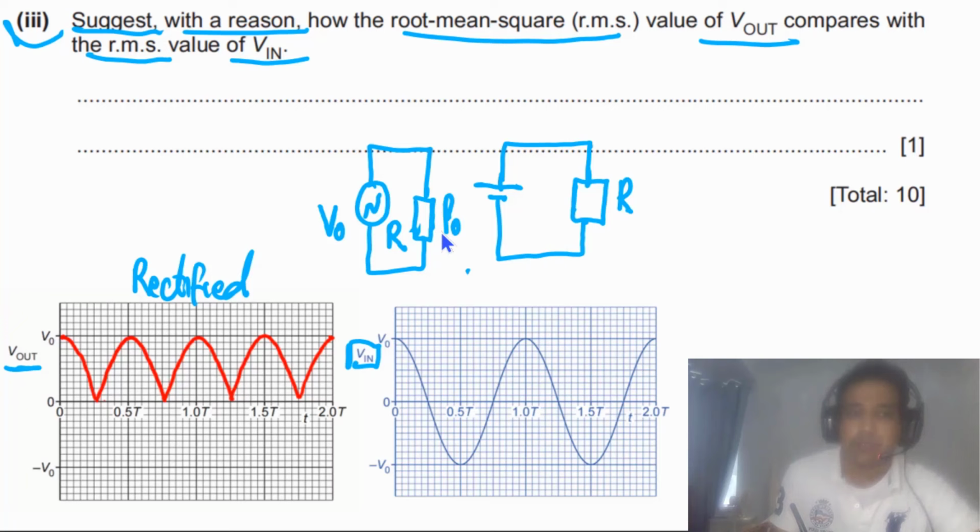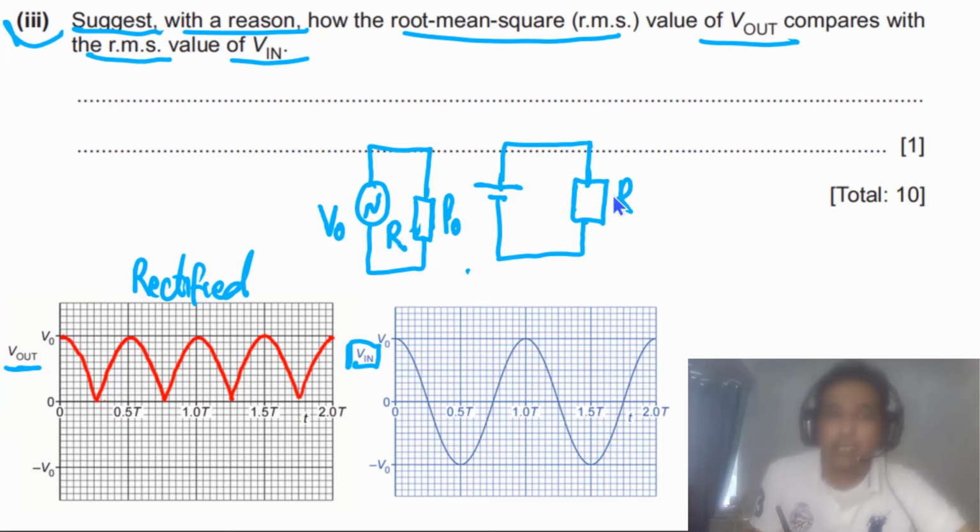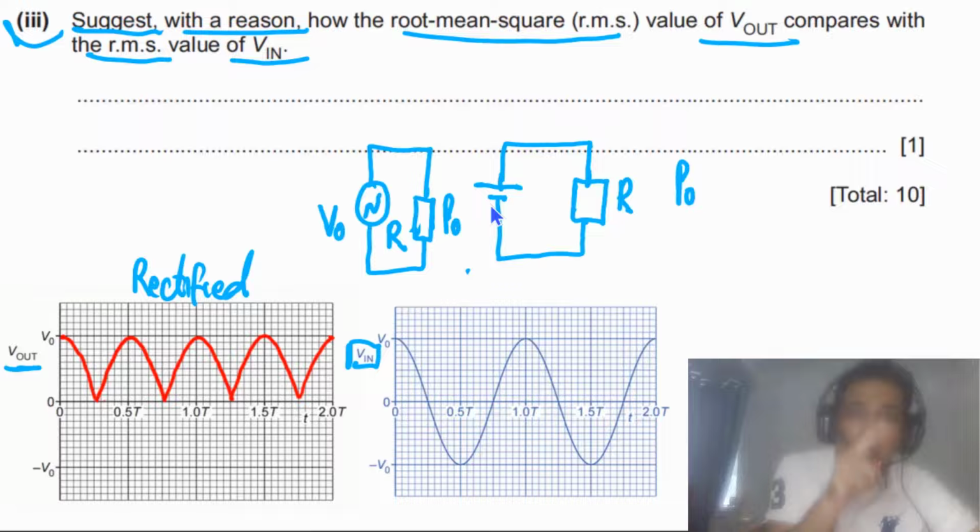Average power dissipated is P naught. Now in this case we also need the same average power dissipated in this resistor. So we need P naught. So what value of V do we have to use here? That value of V is the RMS value of AC. So let's say I have to use V here, and this V has to be equal to the RMS value.